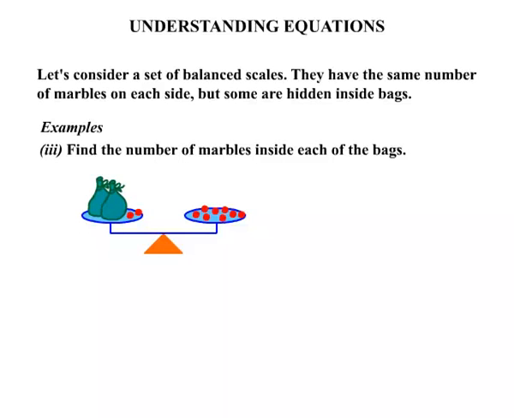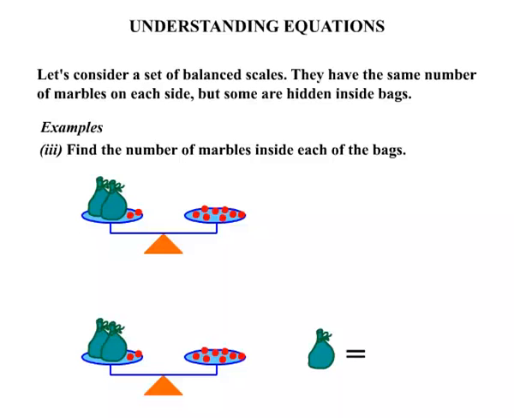Our third example, again, find the number of marbles inside each of the bags. Let's draw the diagram down. Now we need to find out what's inside the bag. Now we can take 2 marbles away from both sides. So let's get rid of on the left and then on the right to keep them balanced. So this is 2 steps.